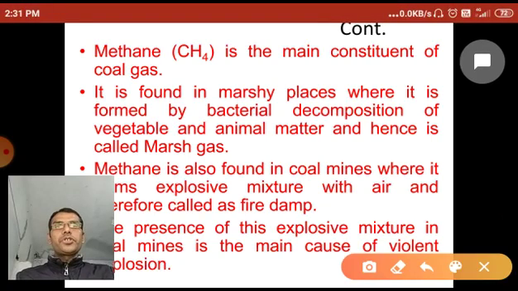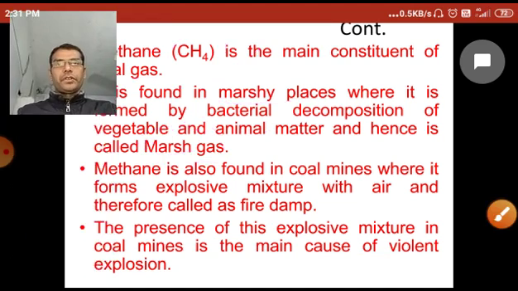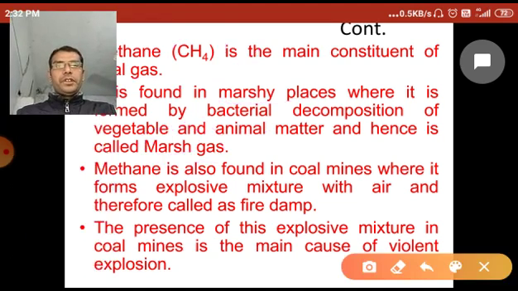Now methane is the main constituent of coal gas. CH4 is found in marshy places where it is formed by bacterial decomposition of vegetable and animal matter, and hence it is called marsh gas. So methane is called marsh gas because it is found in marshy places due to the decomposition by bacteria of vegetable and animal matter.